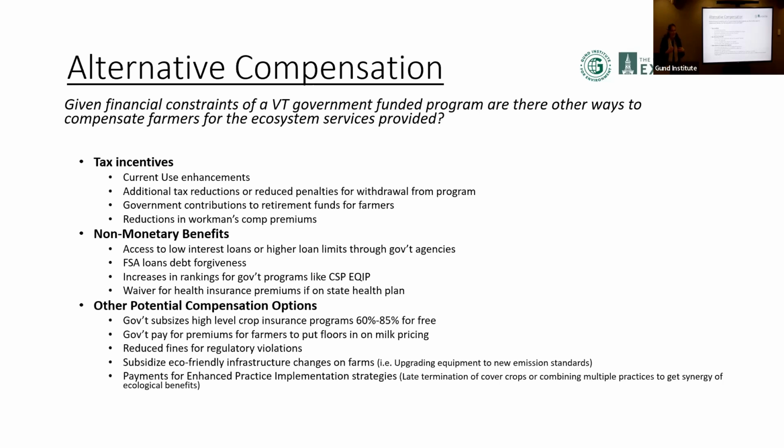And so we looked at tax incentive programs, government contributions to retirement funds. If you have friends that are farmers, they usually don't have retirement. They count on their land for that. Workman's comp premiums. There's some very specific things that farmers need and probably would appreciate as compensation. And so this is a fun list. There's health insurance on here, different rankings for loan programs, maybe crop insurance premiums would change, even maybe reduced fines for regulatory violations if they're showing that they have committed to provisioning of ecosystem services.